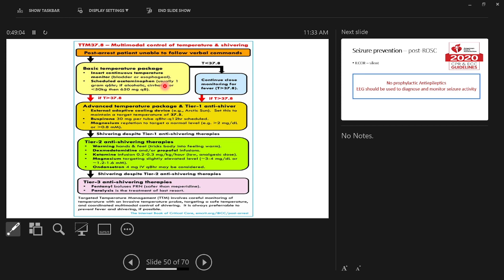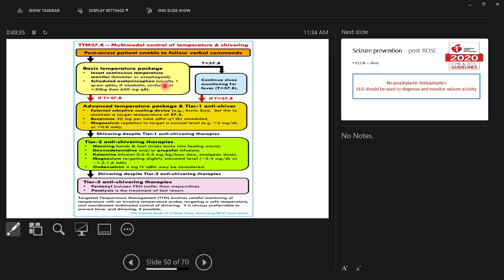And we can give a dose of buspirone 30 milligram per tube QID, or we can give magnesium sulfate to attain a normal level of more than 2 milligram. Then after that, if the shivering is not controlled, we have to try the tier 2 anti-shivering therapy, where we can use dexmedetomidine or propofol infusion, and we can also try ketamine infusion, and the magnesium level has to be maintained again at more than 2 milligram.